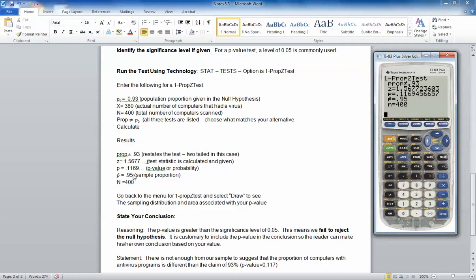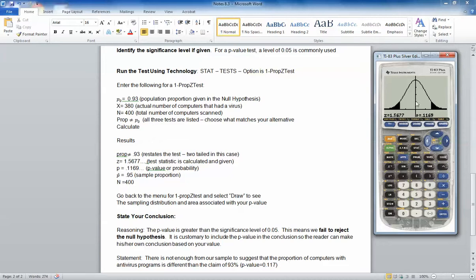So to show you what we just found, let me go back to the tests. Go back to Stat, over to Tests, back to our same one prop Z, and we still have all of our information in there. I just want you to draw a picture of what we just did. If you click on that, here's what happens. This p-value is 0.1169. The z value that went with our sample is 1.5677.